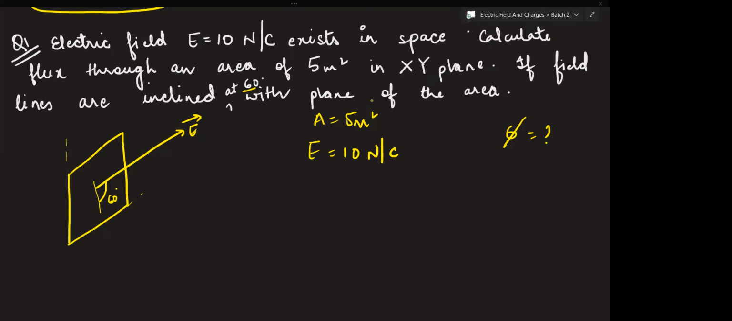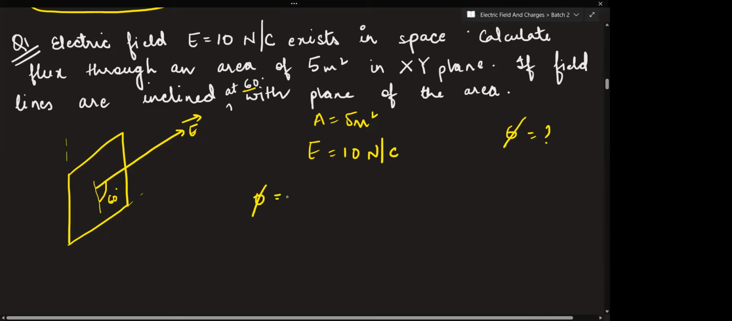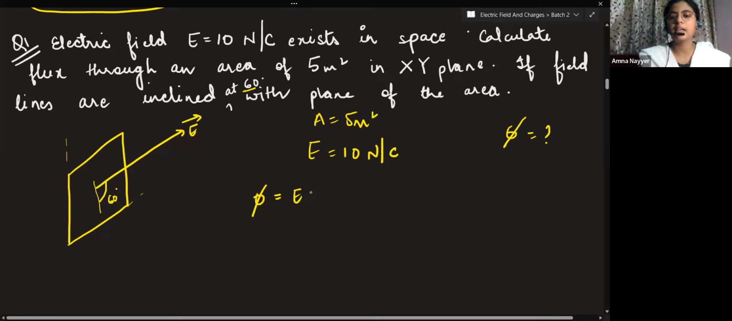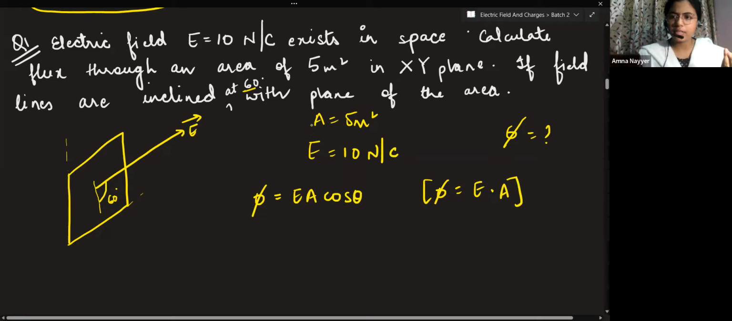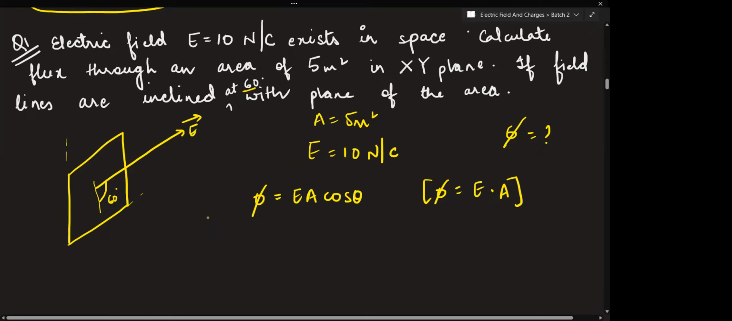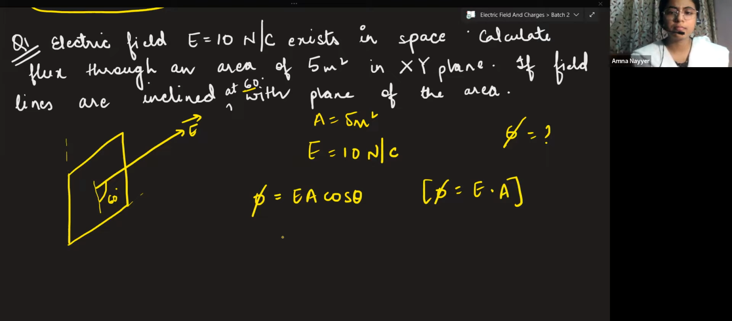E times A times cos theta, where flux is EA cos theta, which is simply the dot product of E and S. This is the dot product of E dot A. S or A, I have written A. A denotes the surface area. S was the surface area over there. I studied it with A in school. All right, it doesn't matter. Be it A or S, it has to be electric field multiplied with the surface area. So you can consider it A, or you can take surface area S also.